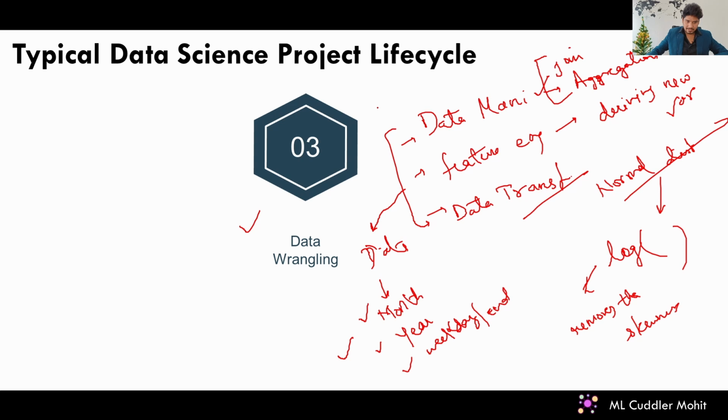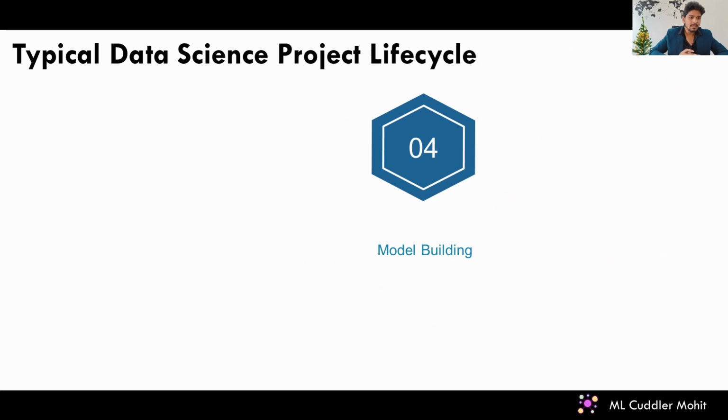In this, when you are performing these steps, data visualization is also involved, where you are doing exploratory data analysis, performing univariate analysis, bivariate analysis, multivariate analysis. All of those steps are involved in data wrangling. So I hope the first three steps are covered: identification of the business problem, then collecting the data relevant to that problem, then cleaning it, and finally performing all these steps like data manipulation, feature engineering, data transformation. Now the fourth step is model building, guys.